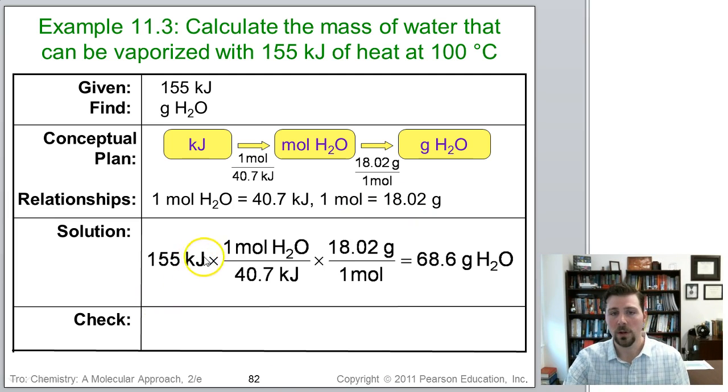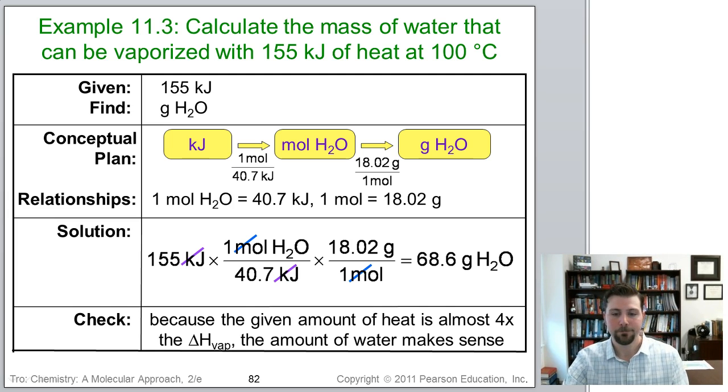155 kilojoules is what I was given, so that's what I'm starting with. And it's 40.7 kilojoules to every 1 mole. So that tells me how many moles if I stopped there, but I want to find grams, so I'll take the next step and convert to grams. That means 68.6 grams of water can be converted into the vapor phase, into steam from the liquid phase, if I supplied 155 kilojoules of energy. Now often I'm going to be supplying that on my stovetop, but sometimes in different ways.